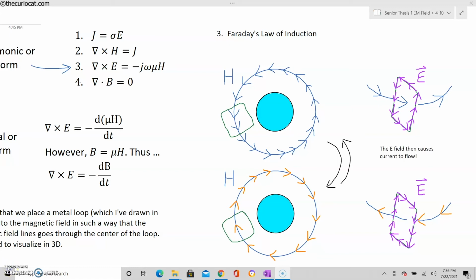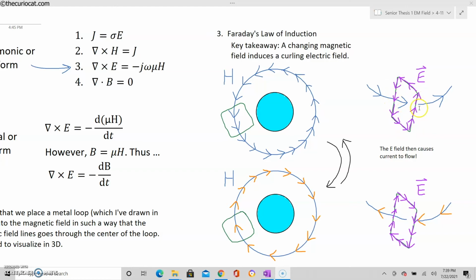As we learned previously, electric fields cause current to flow. So Faraday was able to find that these electric fields existed because he was able to detect a flow of current in this green loop of wire. So the key takeaway is that a changing magnetic field induces a curling electric field. And you can see that the electric field is indeed curling because it's going around in a circular motion.